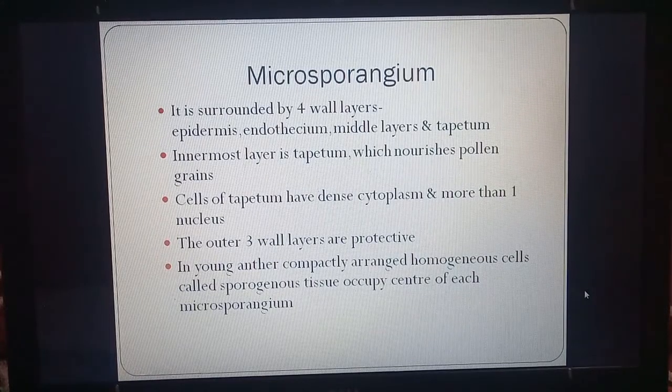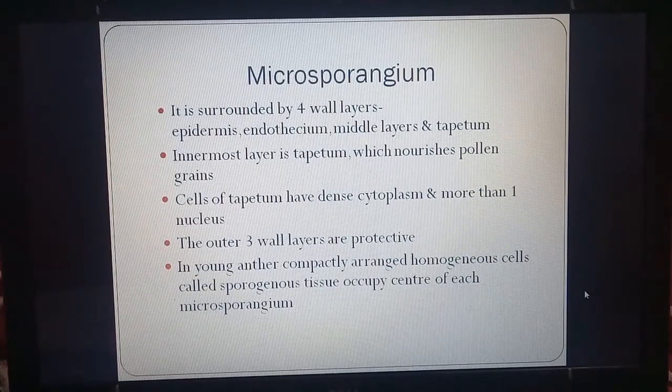Microsporangium. So the bags which produce pollen grains are called microsporangium, and it is surrounded by four wall layers: epidermis, endothecium, middle layers and tapetum. This is their sequence of occurring. So the outermost is epidermis and the innermost is tapetum. The innermost layer is tapetum and it nourishes pollen grains. So its function is to provide nourishment.